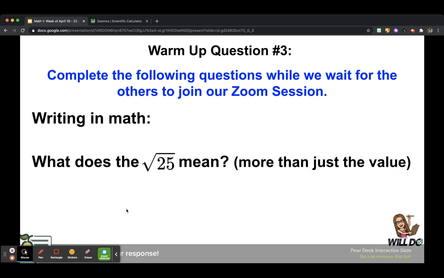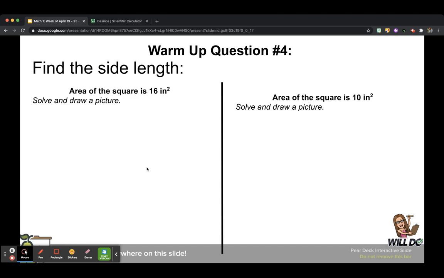On this particular slide, they just typed in their responses. So, warm-up question number 4: finding the side lengths from the area. They always use area as a way to describe the side lengths of square roots, because with a square, all sides are the same. So again, we're going to say this is a square. All sides are the same.